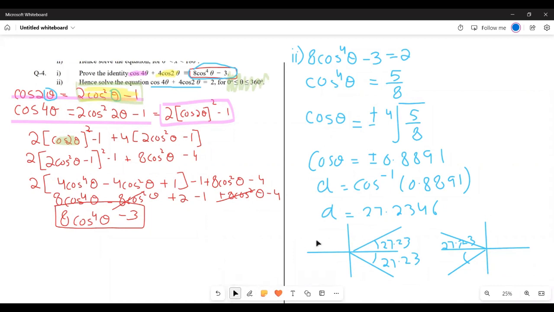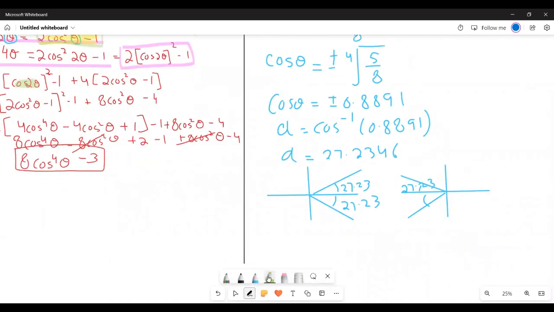One answer would be this anti-clockwise angle. The other one would be from here all the way till here, which is 360 minus 27.3. One would be this, which is 180 minus 27.3, and one would be this, which is 180 plus 27. So the answer would be, I'm now writing all the answers directly. Theta equals 27.2, correct to 1 decimal place.